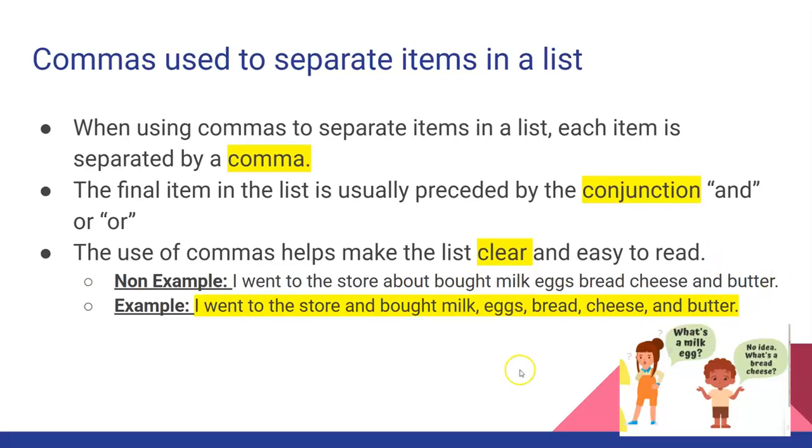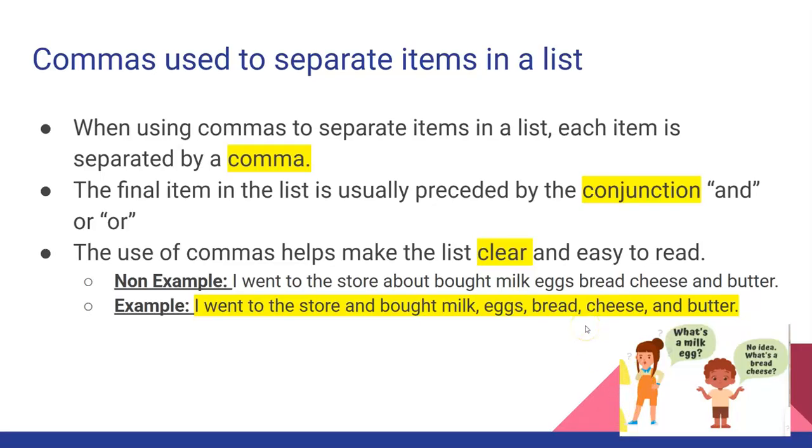So for example, if we had a sentence that looked like this, this gets a little jumbled and a little messy. This is a non-example. I went to the store and bought milk, eggs, bread, cheese, and butter, right? There are no commas in this sentence, but there are a list of things that we purchased from the store. So when we don't separate those items by a comma, we can look at this picture down in the corner to kind of understand why this makes this confusing.